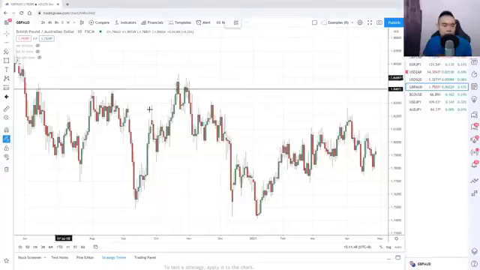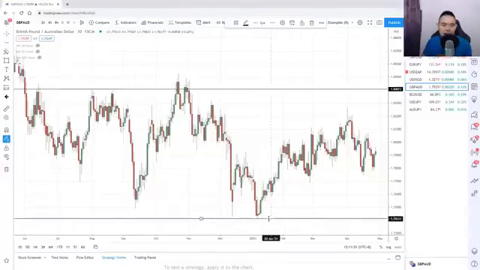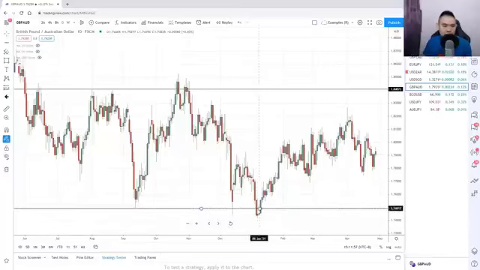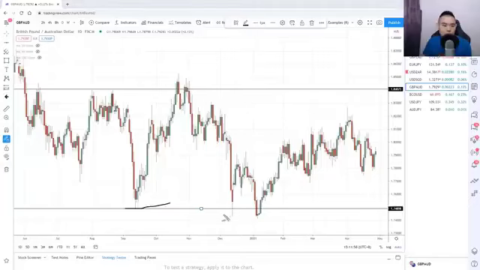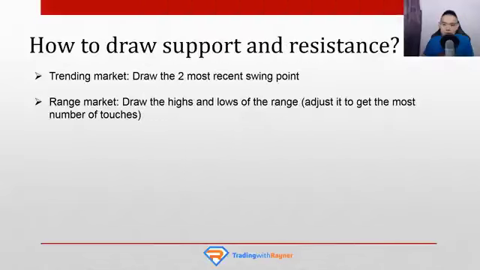Same for this one and the lows over here, drawing this area of support. I don't want to draw it at the extreme level. I want to adjust it so I can get the most number of touches. So I'll adjust this slightly up higher. And now I have 1 touch, 2, and 3. And this is my area of support. Okay, and this of course is my area of resistance. And that's how you go about drawing your support and resistance on your chart.